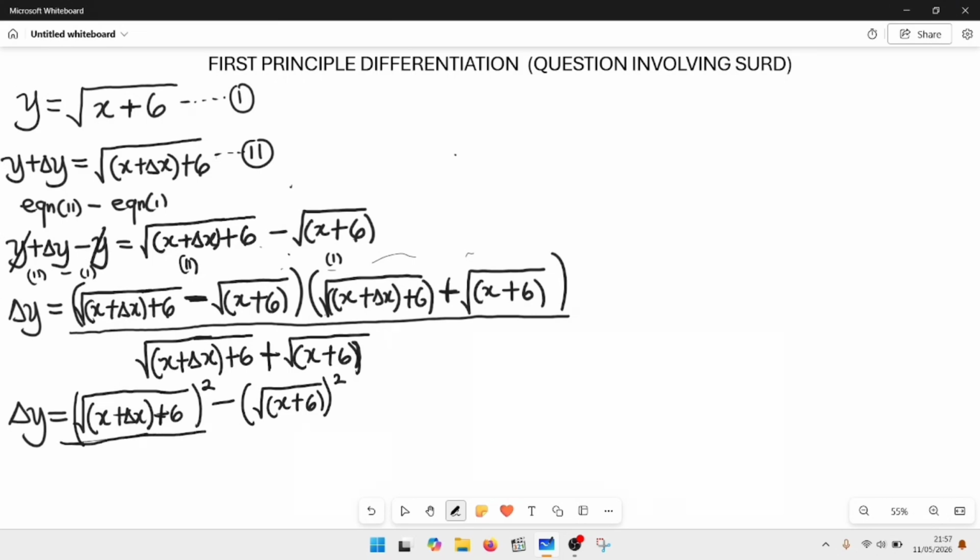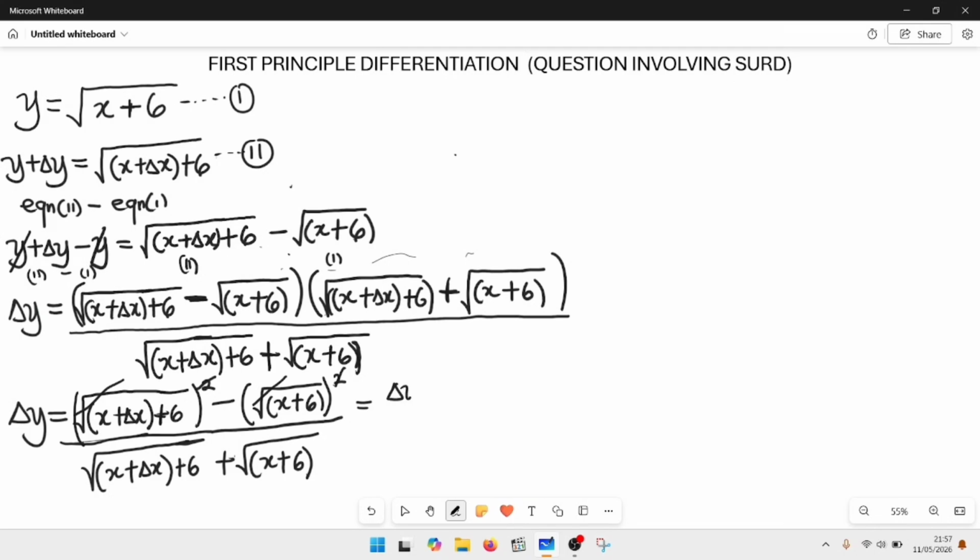sorry, my line is not very straight, over the denominator, which is the square root of x plus delta x plus 6, and then plus the same thing, the square root of x plus 6. Right. So how do we do that now? You see that the square and the square root here cancel out. The same here. In that case, we're going to be left with what?